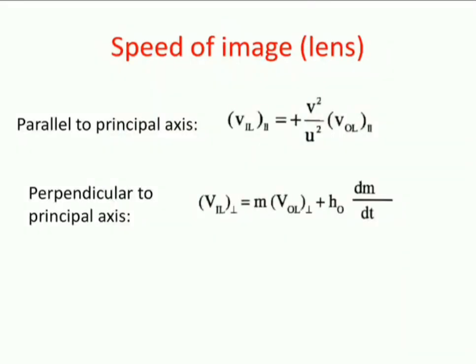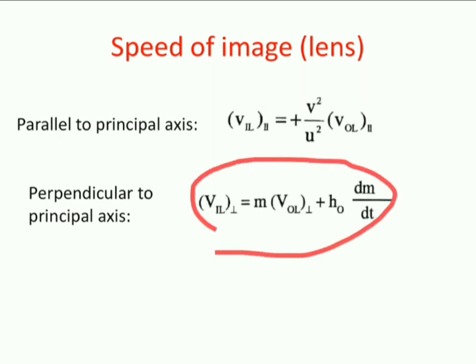Okay, now coming to questions related to speed of image in case of lenses. We have studied the speed of image in case of mirrors and then for spherical surfaces. Now coming to our lenses, when object moves parallel to principal axis, then speed of image with respect to lens is v square by u square into speed of object with respect to lens. But if it is moving perpendicular to principal axis, remember the second formula, okay, just like we have done in case of mirrors, it is m into speed of object with respect to lens plus h naught, h naught is the height of the object above the principal axis, into dm by dt. And hope you remember magnification for lenses is v by u.